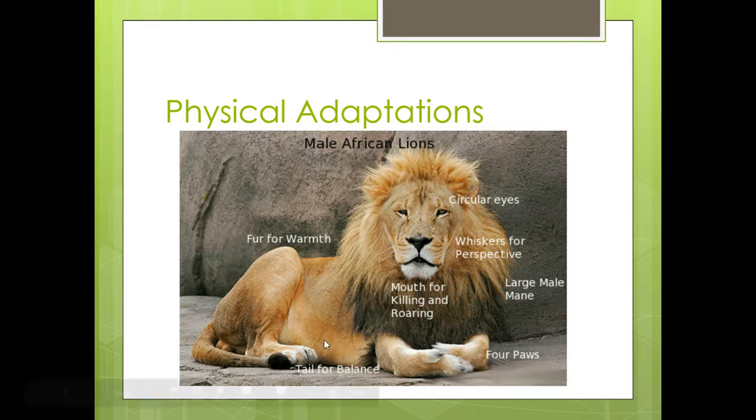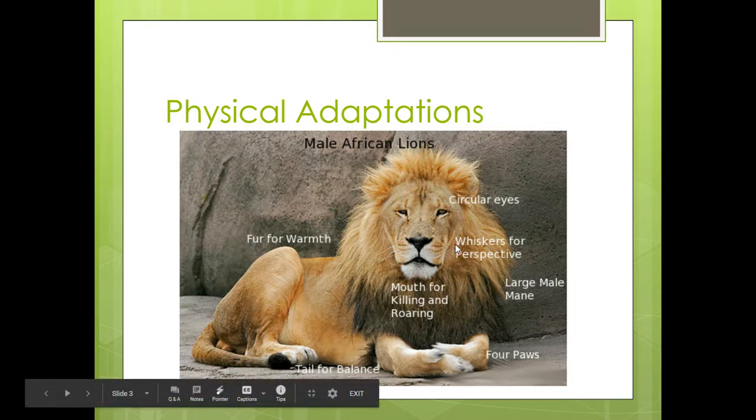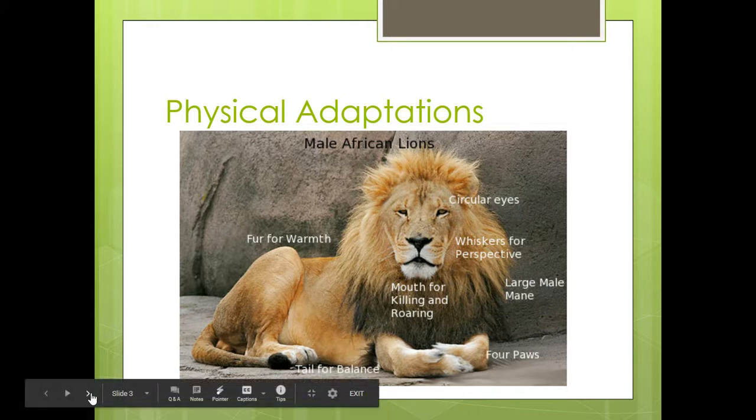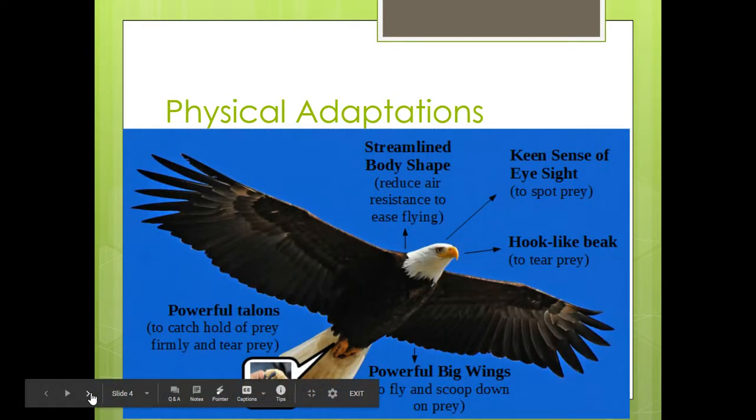One more example would be the whiskers that the lion uses for perspective or being able to sense its surroundings. Right? So the whiskers are a structure or body part that the lion uses to help it survive. Let's look at another example of another organism. Next organism or living thing is an eagle. Let's do, again, two examples of physical adaptations.